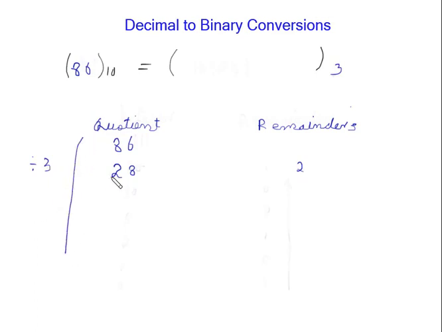This all will be divided by 3. 28 divided by 3 will get us 9, and 9 times 3 is 27, and 1 will be the remainder. Now again dividing 9 by 3, we get 3, 3 times 3 is 9, and the remainder will be 0. And when 3 is divided by 3, we get 1, and the remainder is 0. And finally, when 1 is divided by 3, it will get us 0, and the remainder will be 1. Now writing it that way, this decimal 86 has the equivalent of 10012.